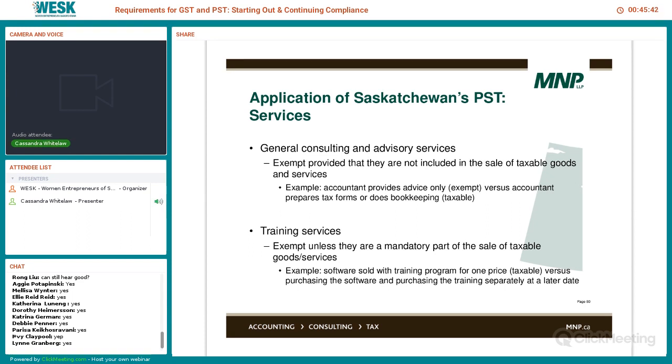General consulting and advisory services can get a little bit complex. They will be exempt unless they're included in the sale of taxable goods and services. So essentially, if you're just billing for consulting, that'll be exempt from PST. But if you're billing for consulting and bookkeeping and all that as one charge, then that becomes taxable. Training services will also be exempt unless they're a mandatory part of the sale of taxable goods and services.